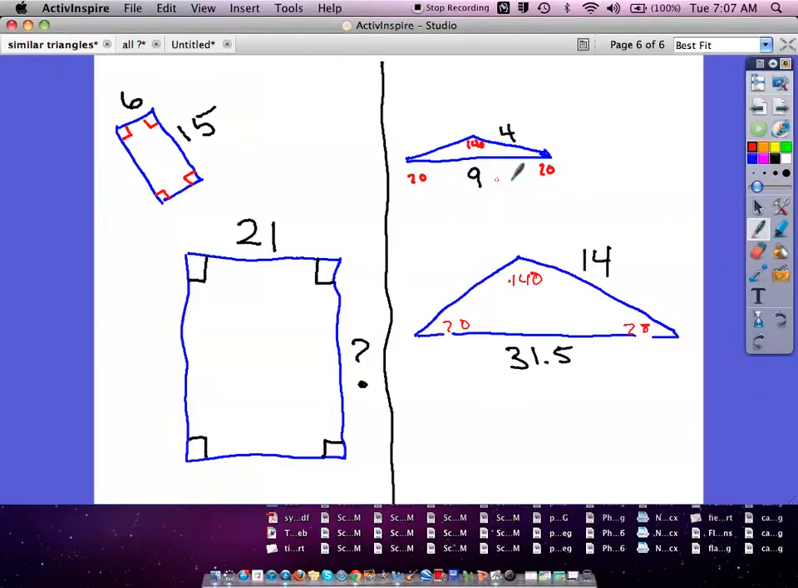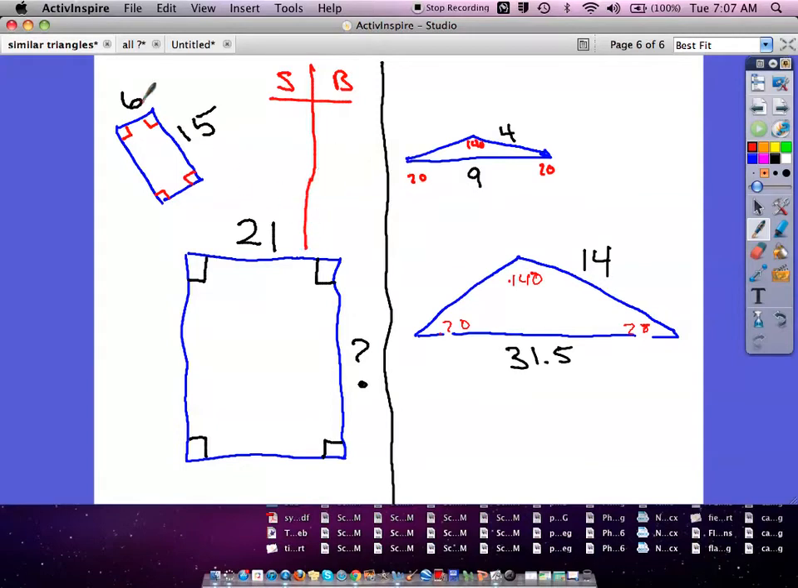All right, let's see how we did here. First things first, I am going to figure out what this side is. I've already told you that they're similar. They've got the same angles. Now we just need to figure out what this is by making a ratio. So I will do small rectangle, big rectangle.